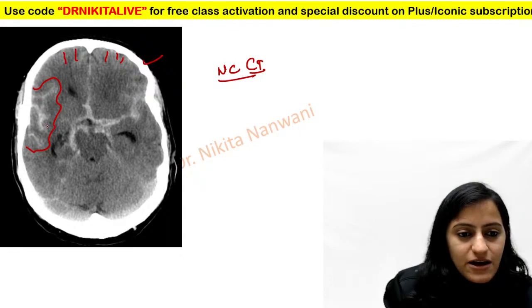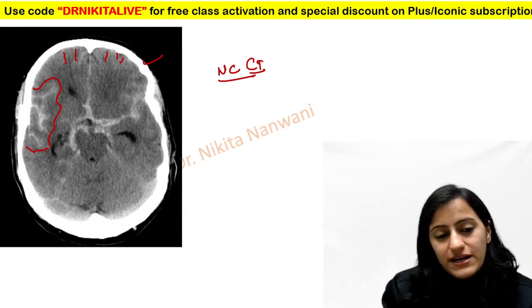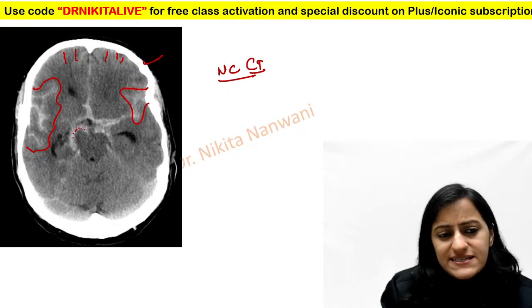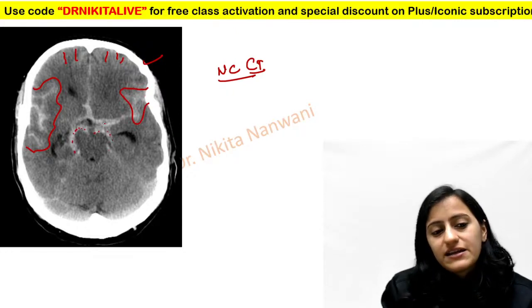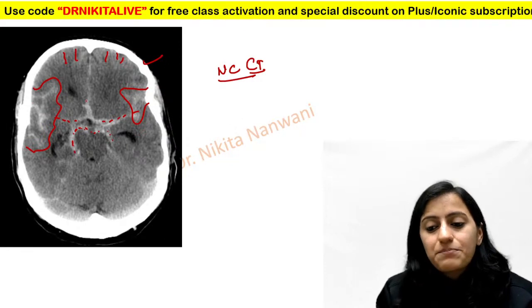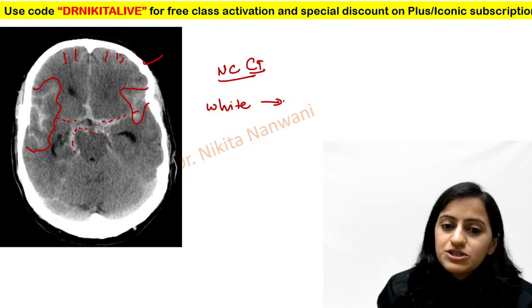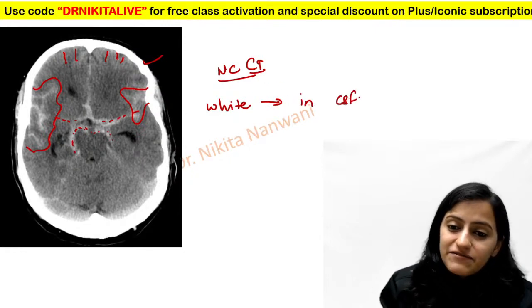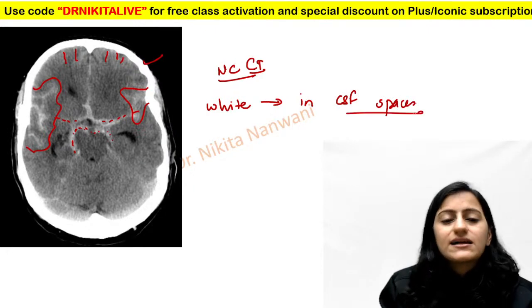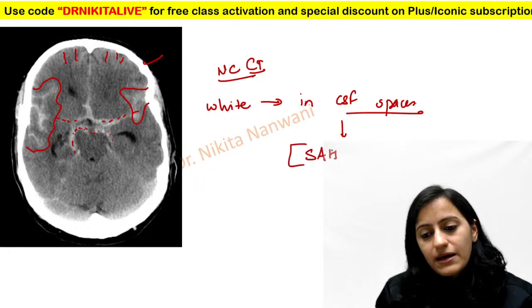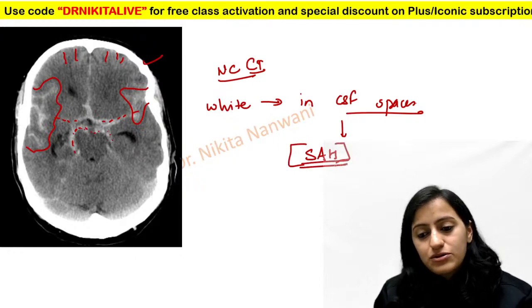So this is the area of the Sylvian fissure. This is called the Sylvian fissure on the opposite side. You can also see the cisterns. Cisterns are the CSF containing spaces. This is the middle cerebral artery cistern, the perimesencephalic cistern. You can see that these are appearing white. White on non-contrast CT again is acute hemorrhage. It is white in the CSF containing spaces, that is the sulcal spaces or the cisterns. CSF containing hemorrhage is subarachnoid hemorrhage. Okay, that is subarachnoid hemorrhage.